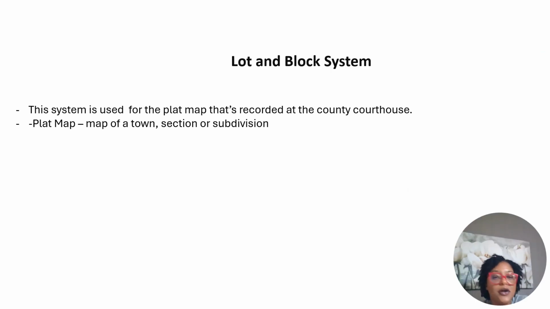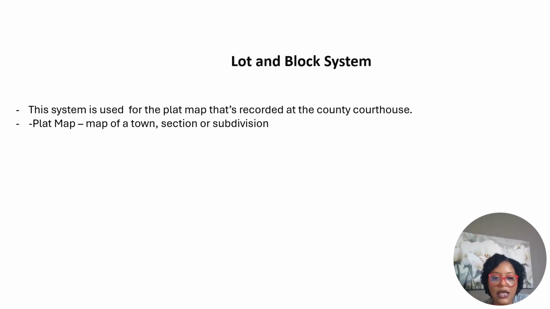All right, this third one is lot and block system. So this is also called the recorded plats. This is often used in urban and suburban properties. So this is what is used if someone buys a house today, this is what is going to be taken down to the courthouse, okay, to file once the property is exchanged.